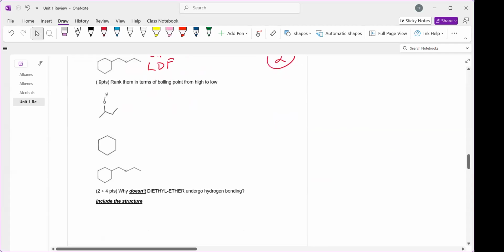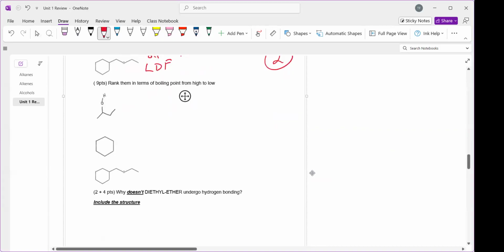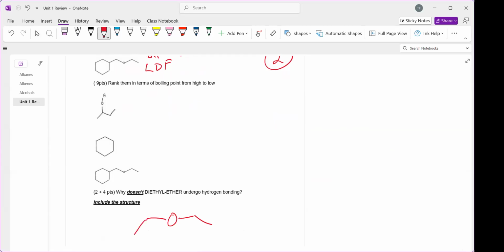Now it says, why doesn't diethyl ether undergo hydrogen bonding? Well, what does diethyl ether look like? We've got an oxygen and an ether. Why doesn't it undergo hydrogen bonding? What is required with hydrogen bonding? H and what? The oxygen. H and O, hydrogen and oxygen. You see a hydrogen and oxygen attached here? The carbon is attached. That's why it doesn't undergo hydrogen bonding.